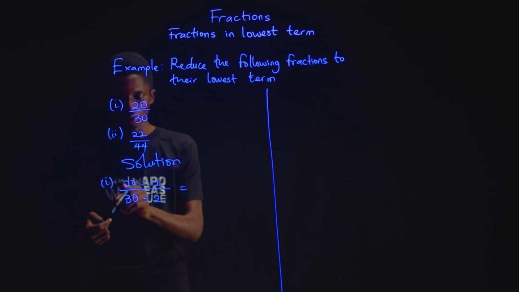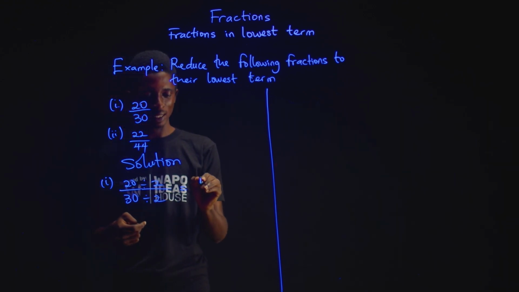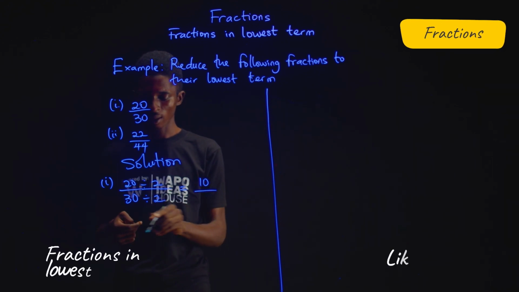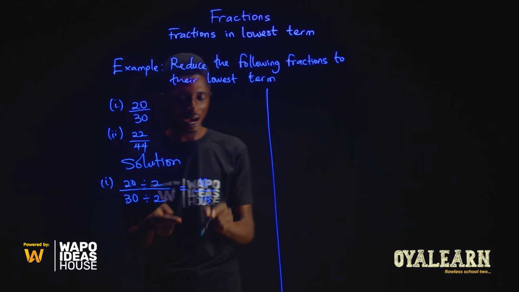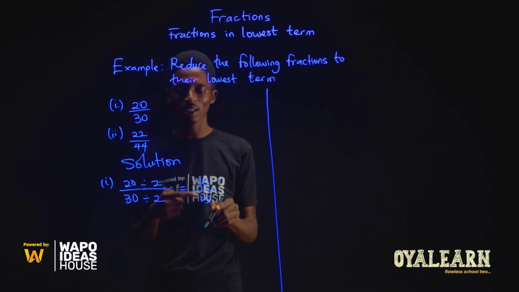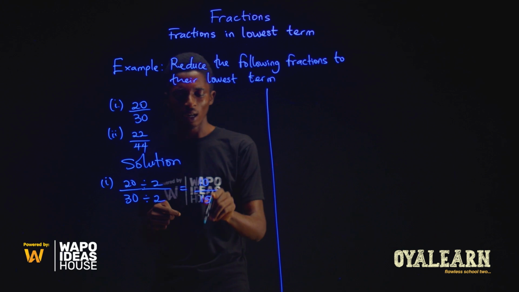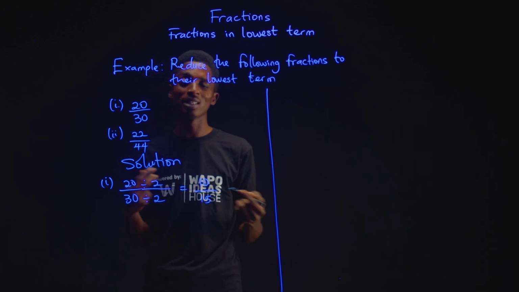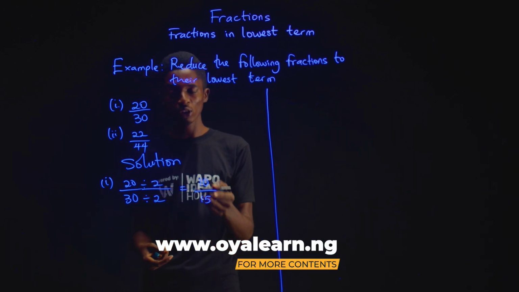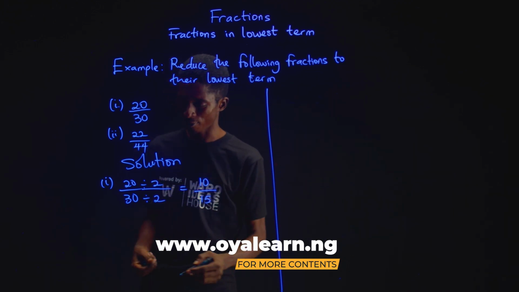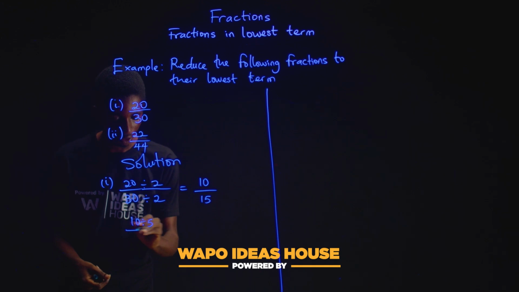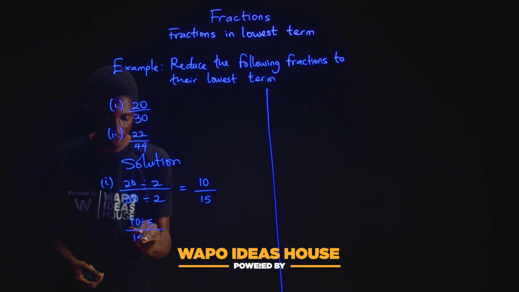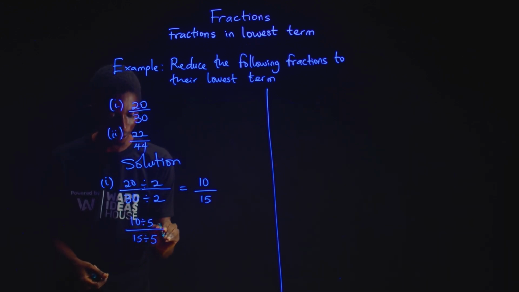This would bring us to 20 divided by 2, that is 10. 30 divided by 2, that is 15. Now we have a fraction which is 10 over 15. Now, this is not the lowest form because there's still a factor. And the factor this time would be 5. So we continue by now doing 10 divided by 5 over 15 divided by 5.